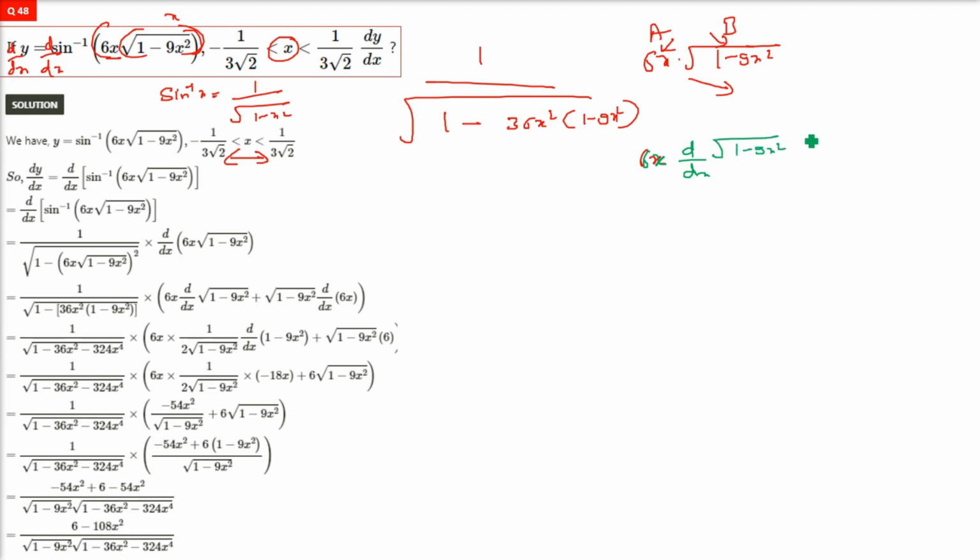Then we have a plus sign. Then we have under root 1 minus 9x square, and dy by dx of 6x. So 6x, differentiation of this is 1 by twice of under root 1 minus 9x square. The differentiation of 1 minus 9x square will be 0, negative will be there, 9, x square is 2x. So 9 2s are 18, minus 18x.